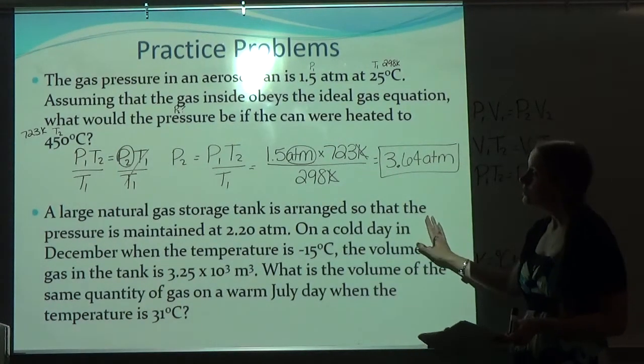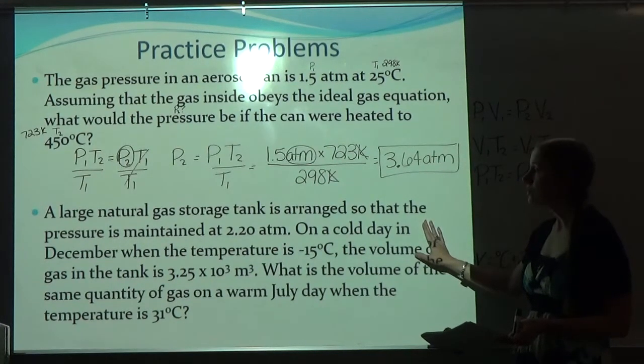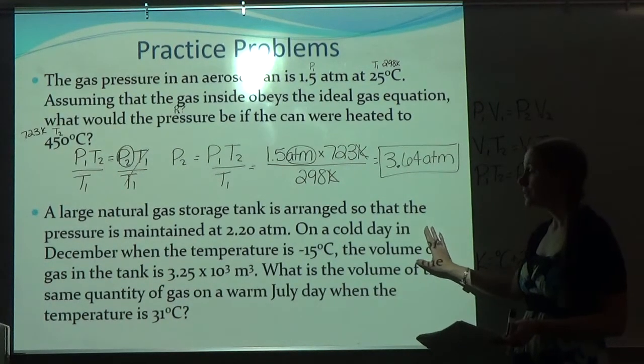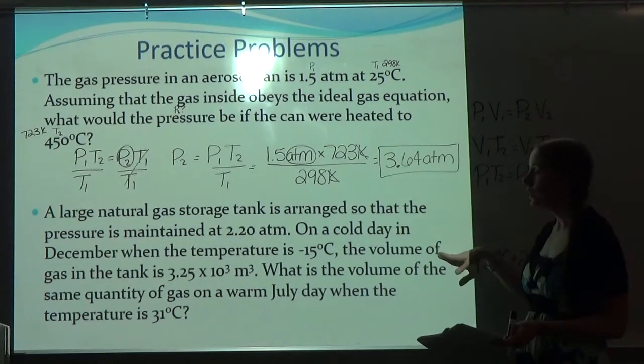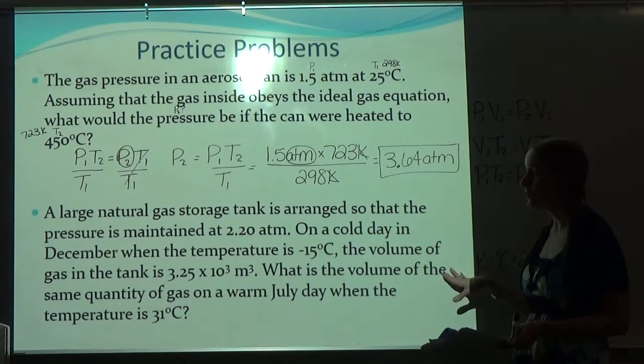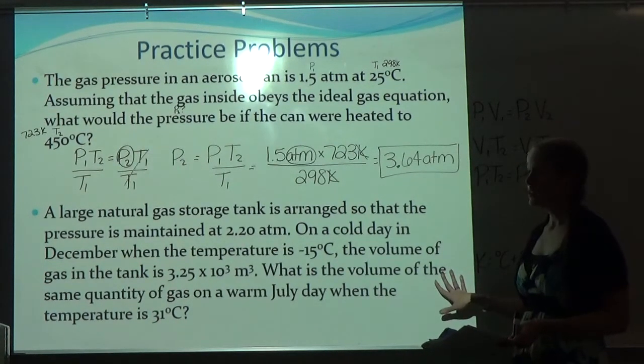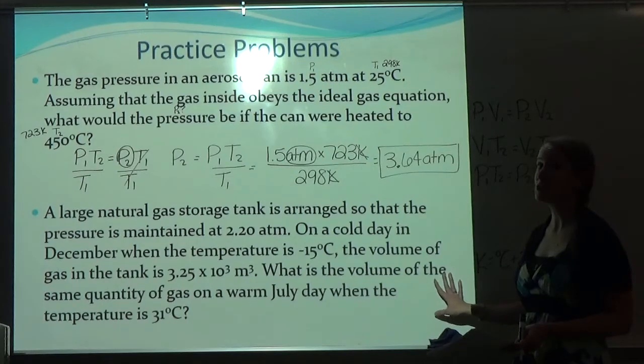So it says a large natural gas storage tank is arranged so that the pressure is maintained at 2.2 atm. On a cold day in December, when the temperature is negative 15 degrees Celsius, the volume of the gas in the tank is 3.25 times 10 to the third meters cubed. What is the volume of the same quantity of gas on a warm July day when the temperature is 31 degrees Celsius? All right, so this one is a little tricky, so just make sure you read it carefully before you try it. So pause the video, try it. I'll assume you've done that. Let's look at it together and see if I tricked you on this one.